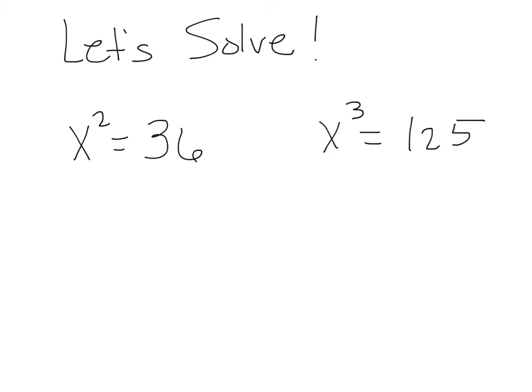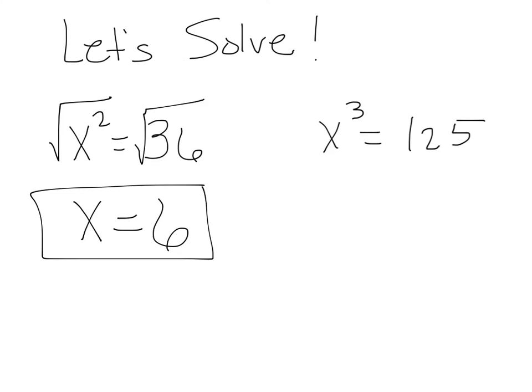Let's solve then. How do we solve the equation x squared equals 36? This is an x squared. I want it to be an x, and so I will take the square root of it. But I can't just take the square root of one side of the equation. I've got to take the square root of both sides. What's the square root of x squared? It's x. What's the square root of 36? It's 6. Done. x equals 6.